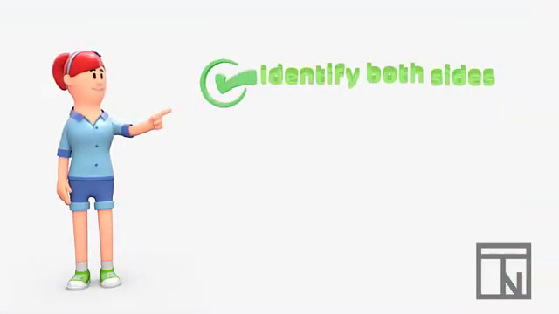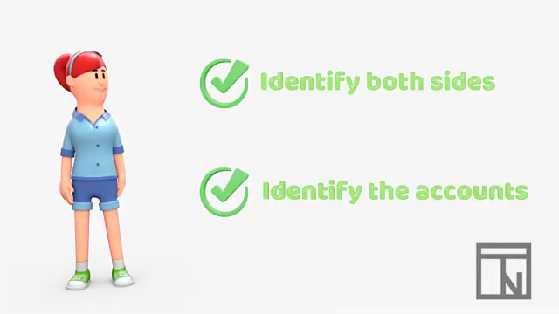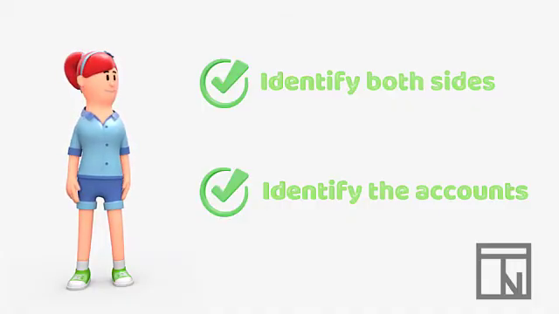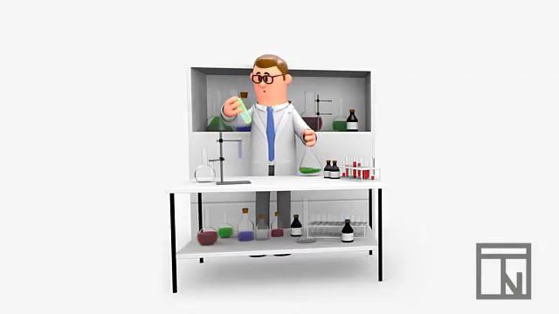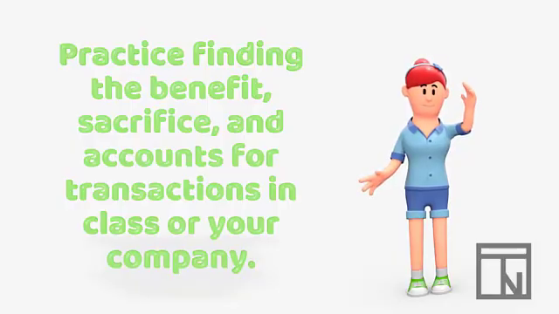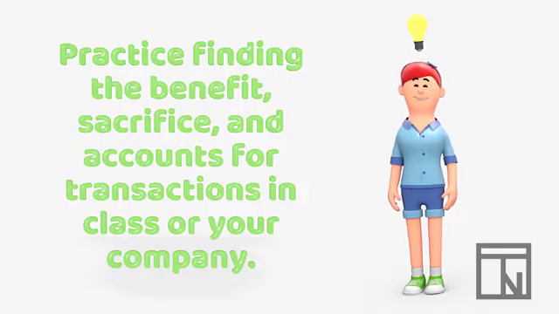Identifying the two sides of every transaction and the accounts that are associated with them is the first essential step to recording accounting transactions. The better you understand this part of the accounting cycle, the easier the other steps will become. Now, I wish there was some magic formula I could whip up to make you an accounting analysis guru, but there isn't. The best way to learn is to practice, practice, practice. Try looking at transactions either in your class or in your business, and practice picking the benefit and sacrifice for these transactions and looking for the accounts associated with them. The more you practice, the faster and easier it will become.